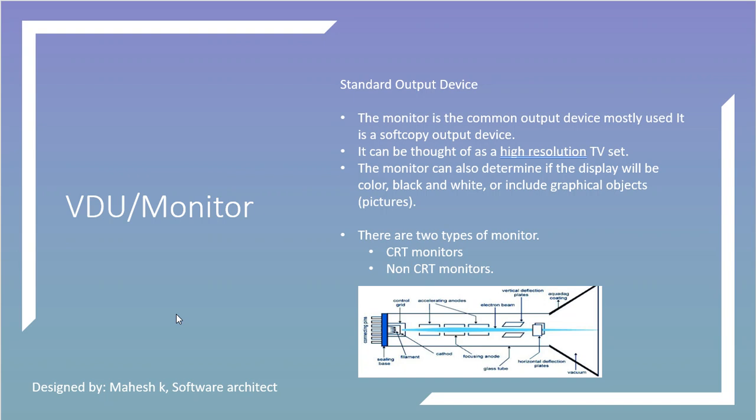Okay, it can be thought of as a high resolution TV set, the video monitor. The monitor can also determine if the display will be color, black and white, or include graphic objects and pictures. So I have also added one picture showing how an early video monitor looks. There are two types of monitor, CRT monitor and non-CRT monitor. Early age monitors have a cathode ray tube, and from there it does lots of processing and displays the picture. So let's go to the next slide and understand what we have next.